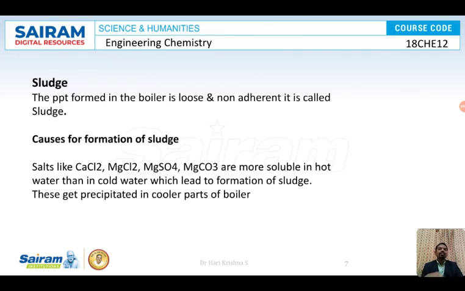Next, sludge. As I told you, when you boil the water, if the precipitate formed is loose and non-adherent, it is called sludge. What are the causes of sludge? It is mainly due to the presence of salts like calcium chloride, magnesium sulfate, and magnesium carbonate. Scales are due to bicarbonates, while this is due to magnesium sulfate and chlorides.